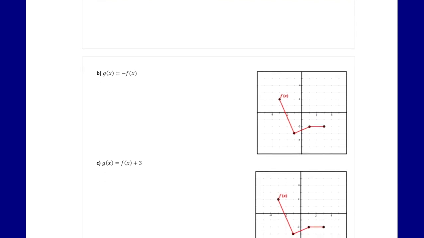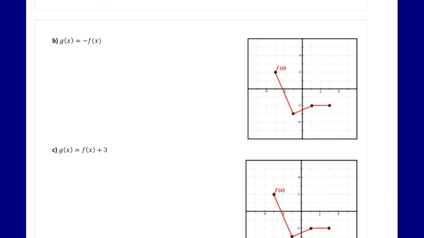The next one, b, is g(x) = -f(x). So I only have one transformation here, this negative in front. This means that a value is -1. This means that we have a vertical reflection. So when we have a vertical reflection, the y values are multiplied by -1. Basically, we reflect everything over the x-axis.